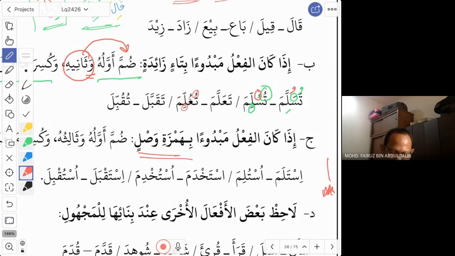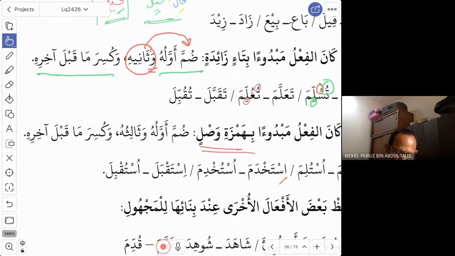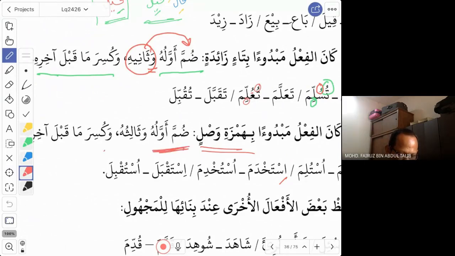So when you have this hamza in the beginning of the word, istalama, istakhdama, istakbala, what do you do? If you look at the rules, it is still similar to the first one. Wa dumma awwaluhu. Still we need to use a dhamma. Wa kusira ma qabla akhir. Still we need to put a kasra in the end.